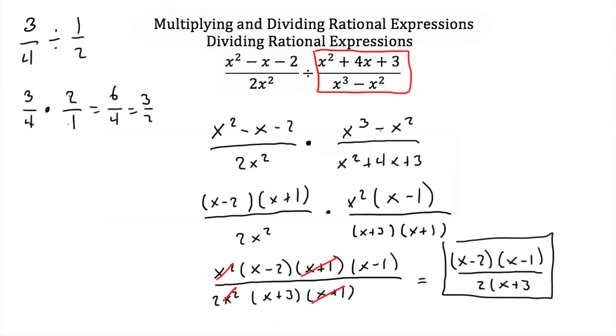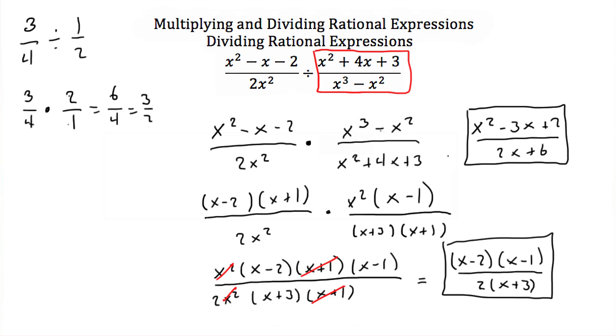Now if you want, you can FOIL out the numerator and distribute in the 2 in the denominator. If you do that, you'll end up with x squared minus 3x plus 2 all over 2x plus 6. And that completes the tutorial on multiplying and dividing rational expressions.